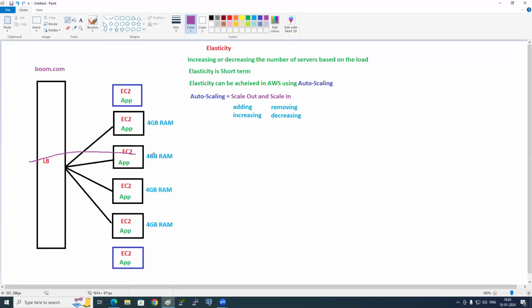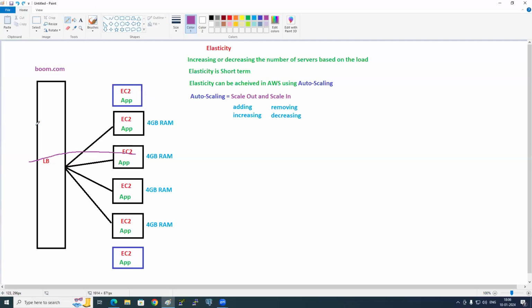Which is faster, 4 GB RAM or 32 GB RAM? 32 GB RAM will get even faster access. And some other people started accessing it, and you have 2 GB RAM. For them, it will be slow. Is it good like this? Is it good to keep different RAMs or the same?